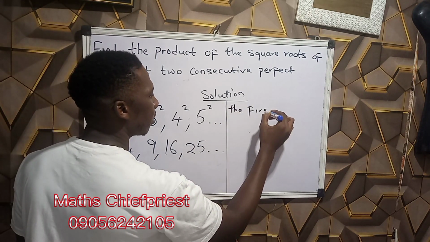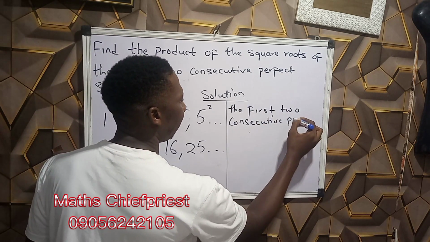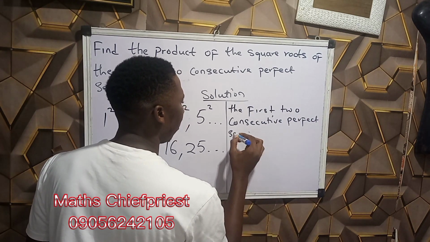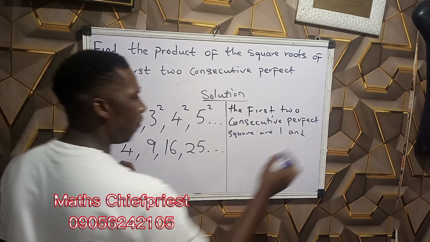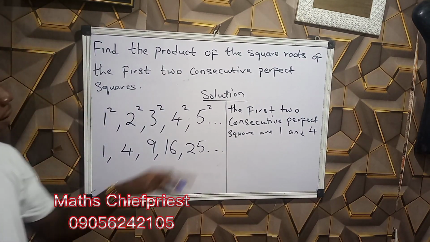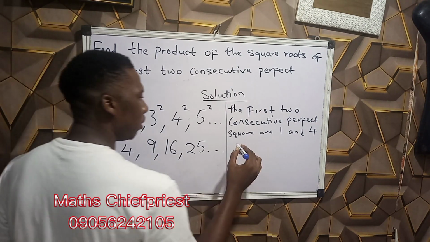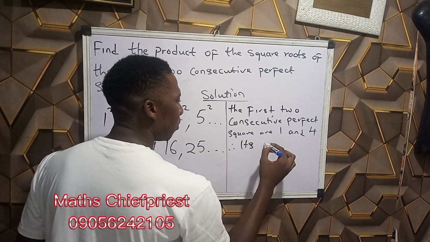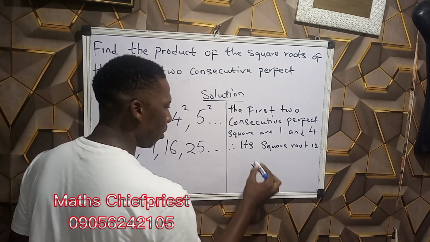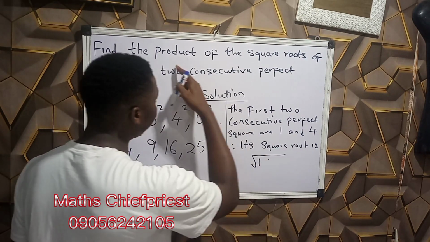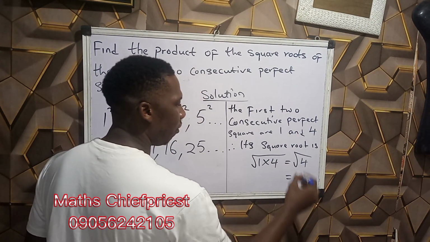The first two consecutive perfect squares are 1 and 4. They say find the product of the square roots. Therefore, its square root is the square root of 1, the product first, 1 times 4, which is equal to the square root of 4. And the square root of 4 is what? 2.